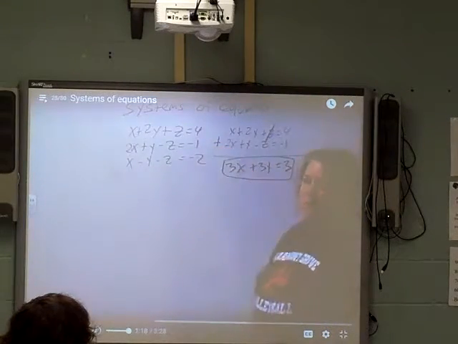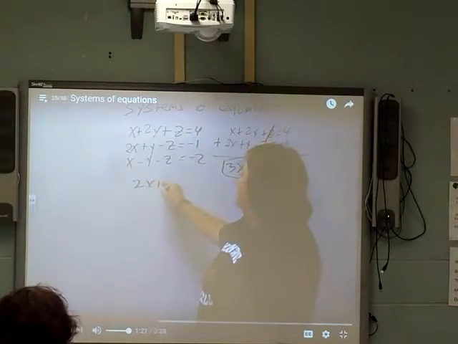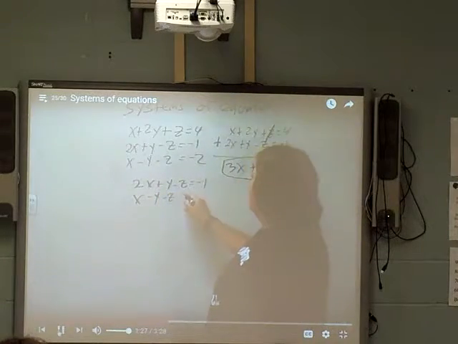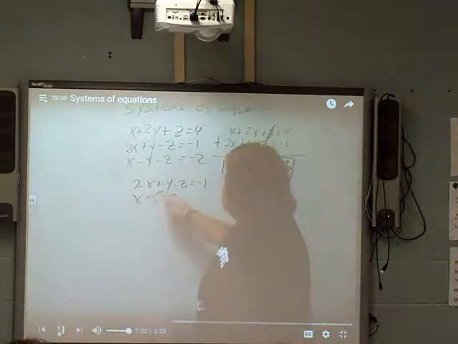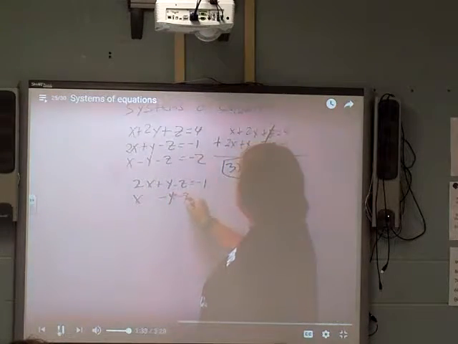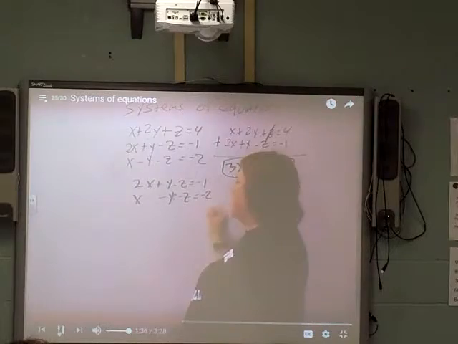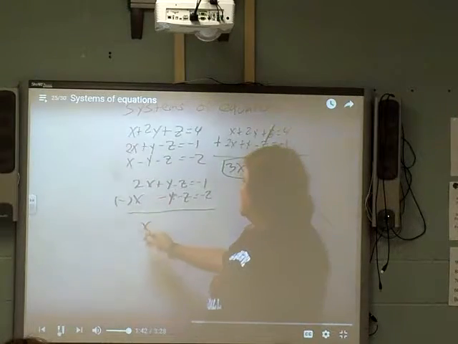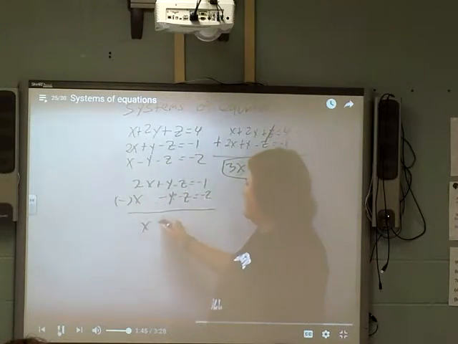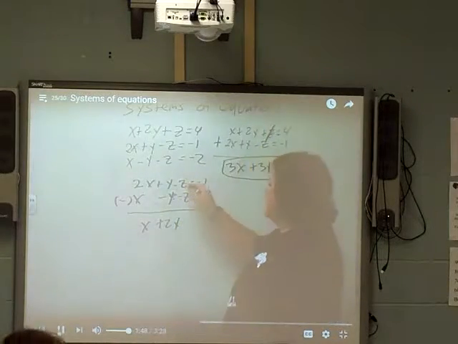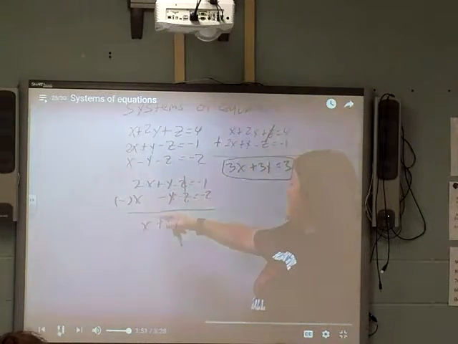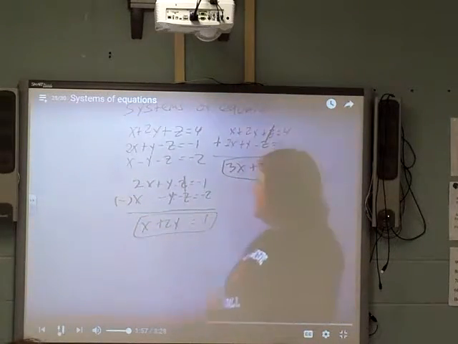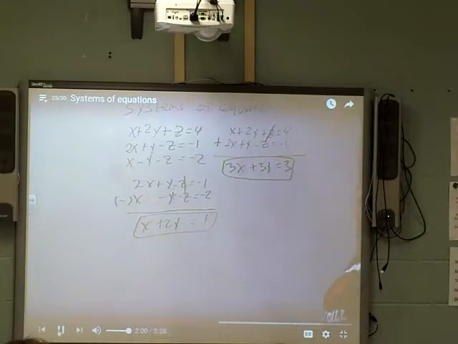Now I've got to get another new equation with no z in it. So I'm going to put the second and third one together. So I'm going to have 2x plus y minus z equals negative 1, and x minus y minus z equals negative 2. Now the z's have the same signs, so this is a subtraction problem with same signs. 2x minus x is 1x. y minus negative y is a positive 2y. Negative z minus negative z is nothing. Negative 1 minus negative 2 is 1. So there's new equation number 2. Don't lose it.